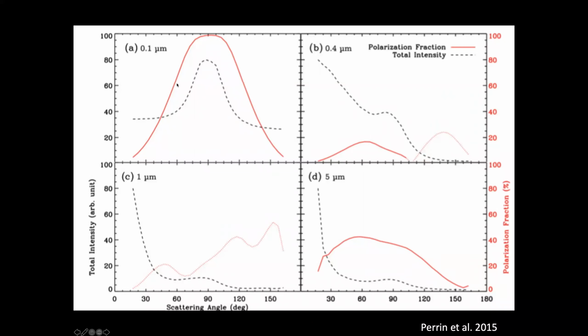And so you can see that both the total intensity and polarization fraction scattering phase function change as we increase the grain size. But here, between this 1 and 5 micron case, the total intensity scattering phase function actually looks quite similar, but it's the polarization scattering phase function that really gives us the diagnostic power here. And so we can use this polarized light not only to help detect these disks, but to help understand what the disks are made out of.